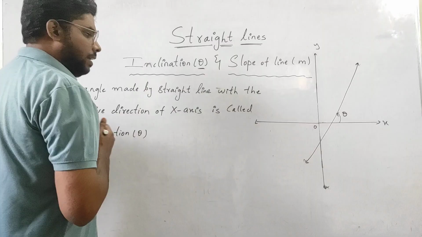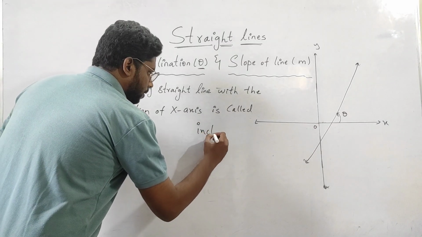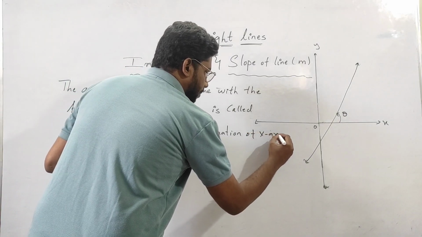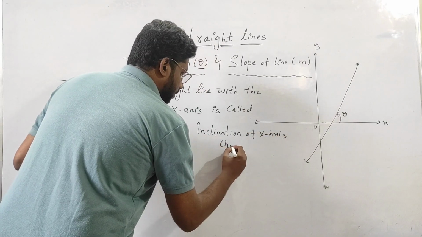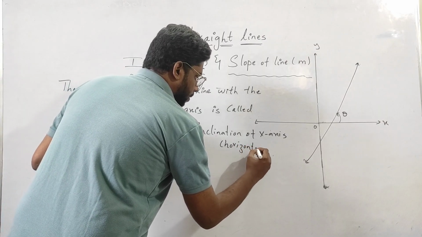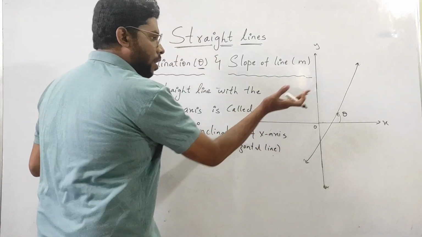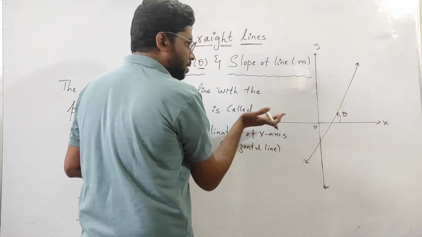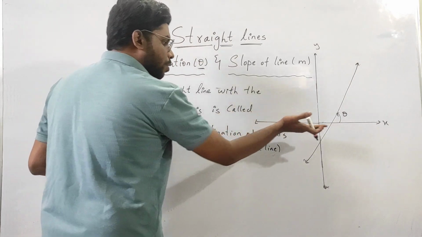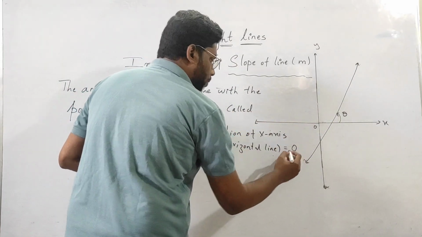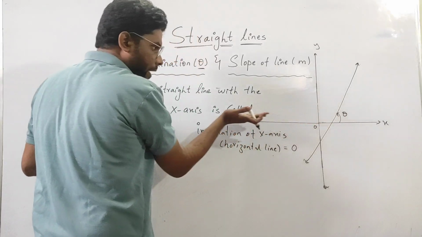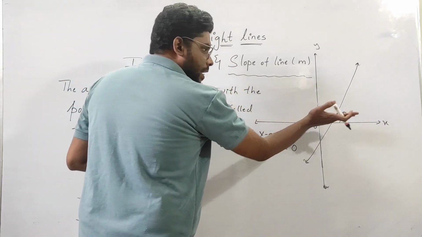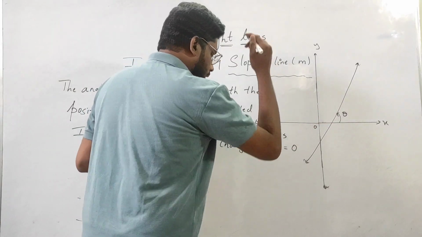Now tell me, what is the inclination of the x-axis or horizontal line? As you can see, our straight line itself is the x-axis or a horizontal line. So the inclination of the horizontal line or the x-axis is 0. Why? Because it is on the x-axis, or itself it is the x-axis. So the inclination of the x-axis or the horizontal line is always 0.